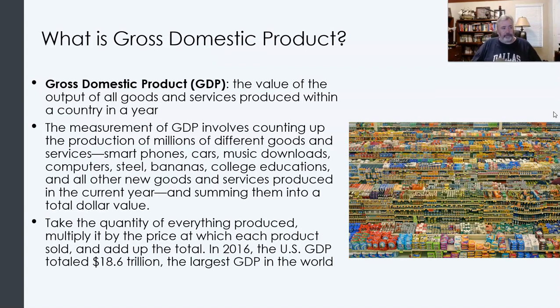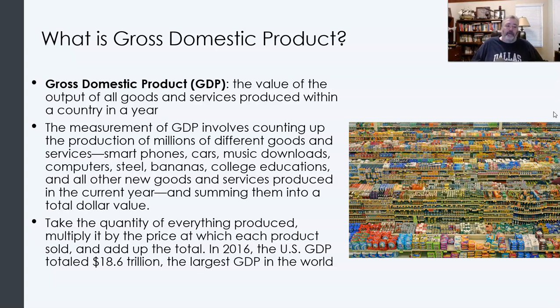Then fiscal policy: government spending and tax rates. Okay, as we said, GDP is the value of all output produced within a country. It says in a year, but it doesn't have to be a year. It could be a month, a quarter, a decade, a presidential term, a congressional term. The government puts out GDP numbers every month and updates them frequently. So it is the value of the output of all goods and services that are produced within a country over some time frame, right.